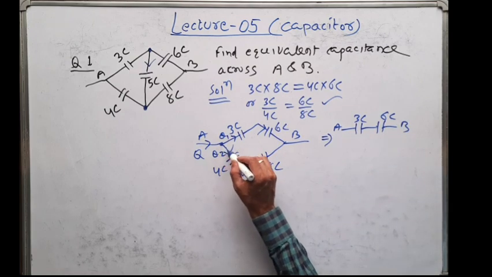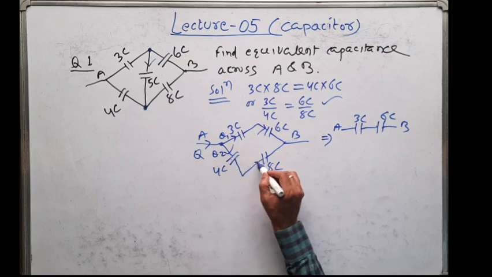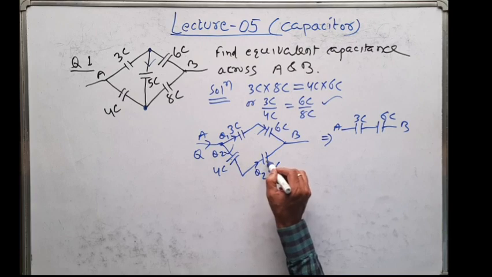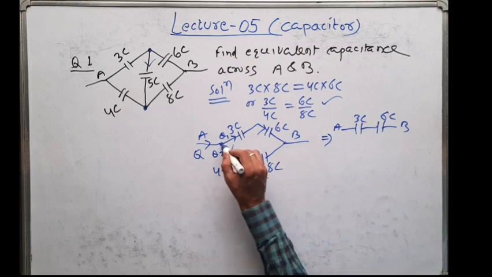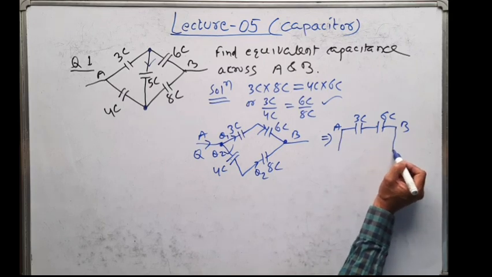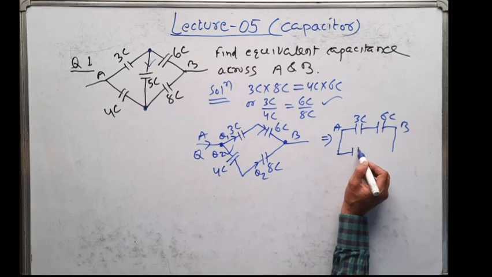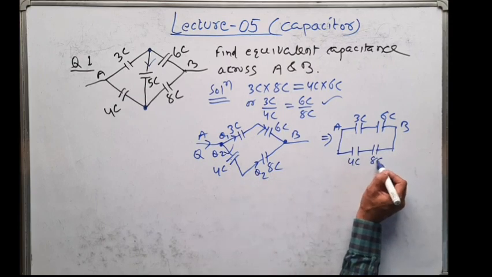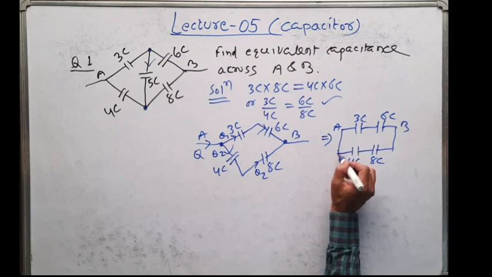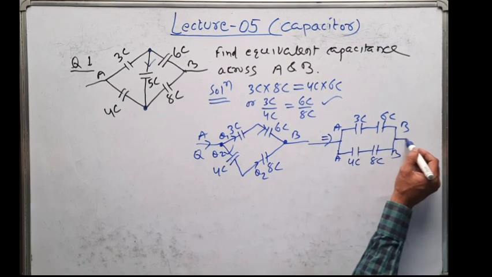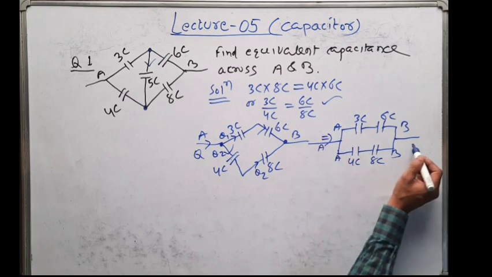Now again there is another path. Here the charge through this and this is same, Q2, Q2. That means this 4C and 8C is also connected in series. Both are connected to A point as well as B point. So across A and B, I will connect this 4C and 8C in series. So I am just taking this branch. So this is your A, this is your B.